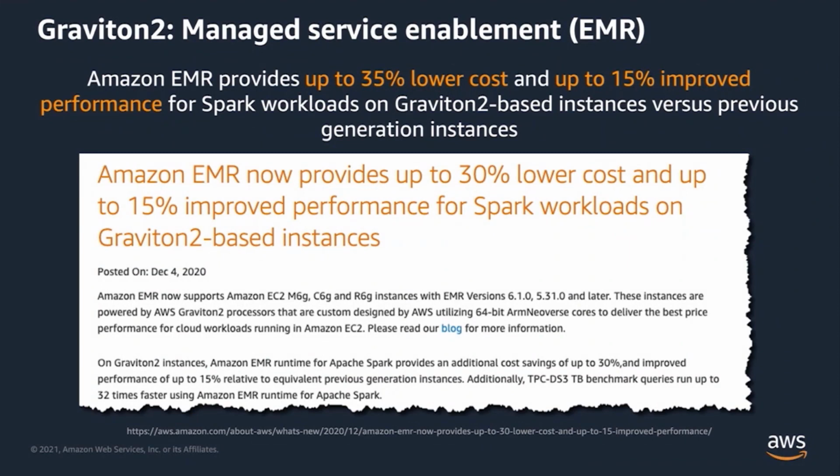Elastic MapReduce has also recently added support for Graviton 2 instances. In the case of Spark workloads, we see up to 35% lower costs and up to 15% improved performance on Graviton 2-based instances. In the case of EMR, there are definitely specific versions that you need to use to make sure that you get those performance optimizations for Graviton 2. But aside from that, it is very straightforward to consume Graviton instances through Elastic MapReduce.